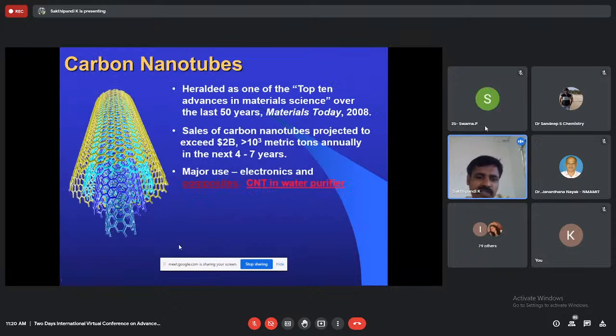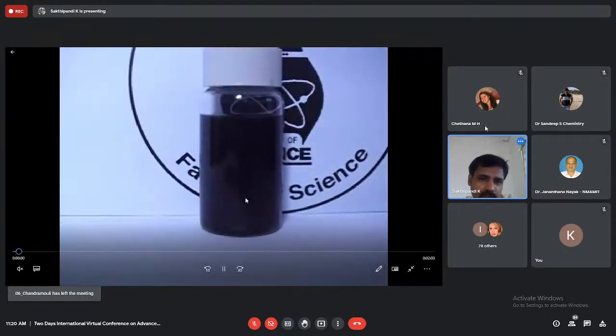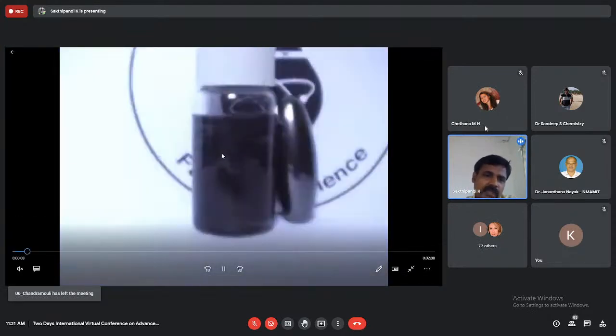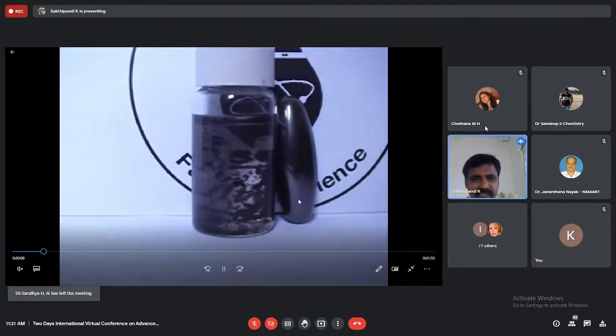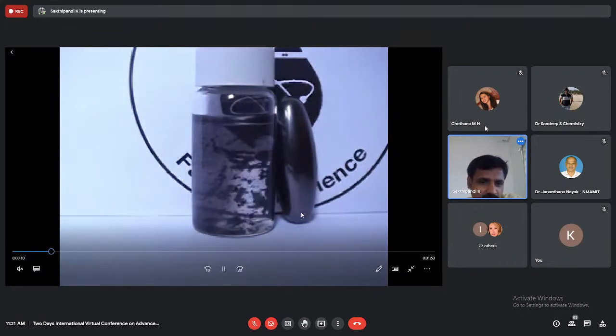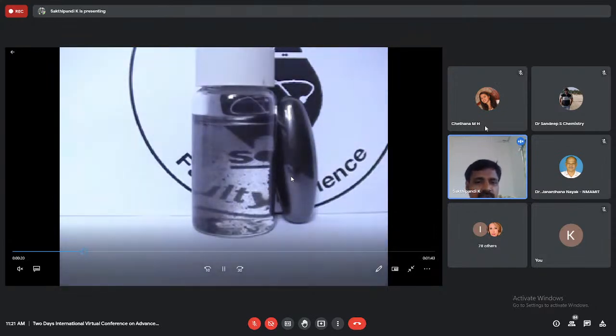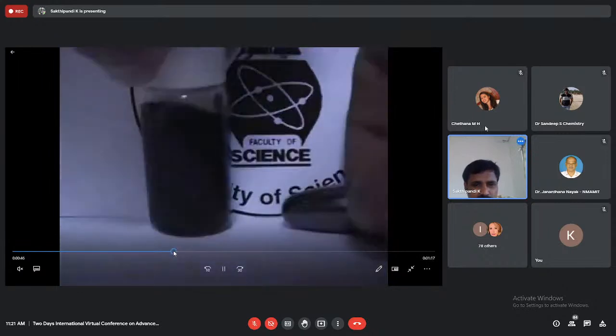Another one is water purification. The simplest way of water purification is using carbon nanotubes. It is the easiest way. The carbon nanotubes will be mixed with the dirty water. If you put a magnet here, all the dust in the water will interact with the carbon nanotubes and be attracted towards the magnet. So you will get pure water within 2 to 3 minutes. After 2 to 3 minutes, you will get some pure water.